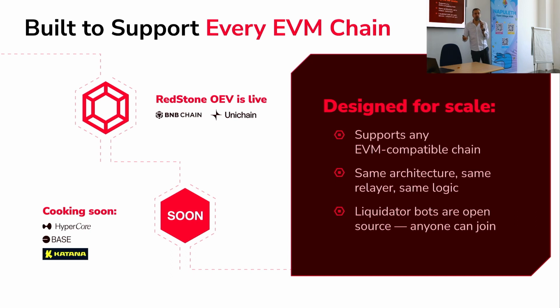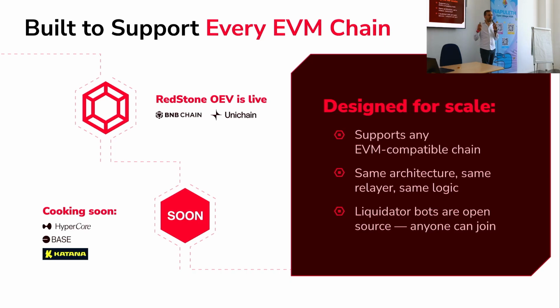Obviously, if this was working on just one chain, it would not make a lot of sense. So we built it to support every EVM chain. And there will be non-EVM chains in the future, but for now, as I said, we're focusing on EVM. We are live today, July 2025, on Unichain and on BNB, and we are about to go live on Katana, on Hypercore, HyperEVM, and on Base. And then there will be more coming. Polygon, Optimism, Arbitrum, the ones that you imagine.